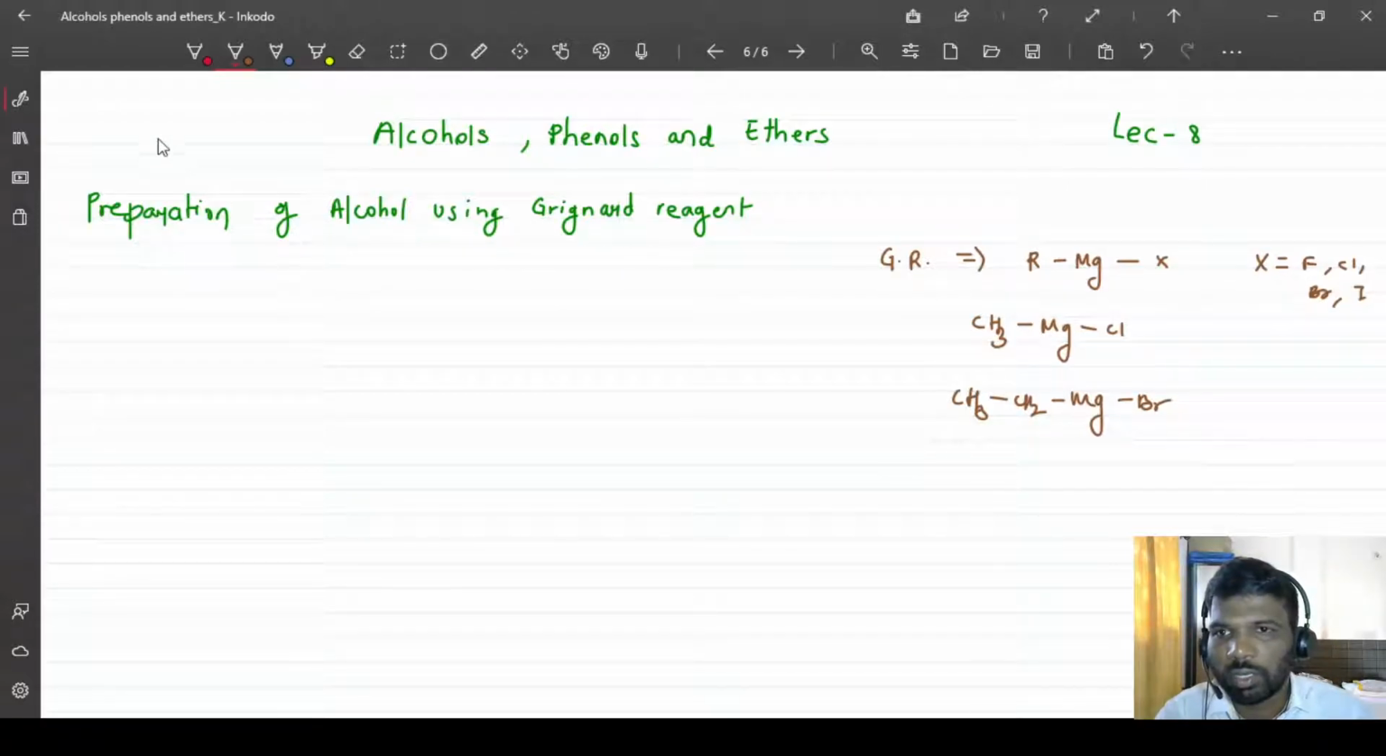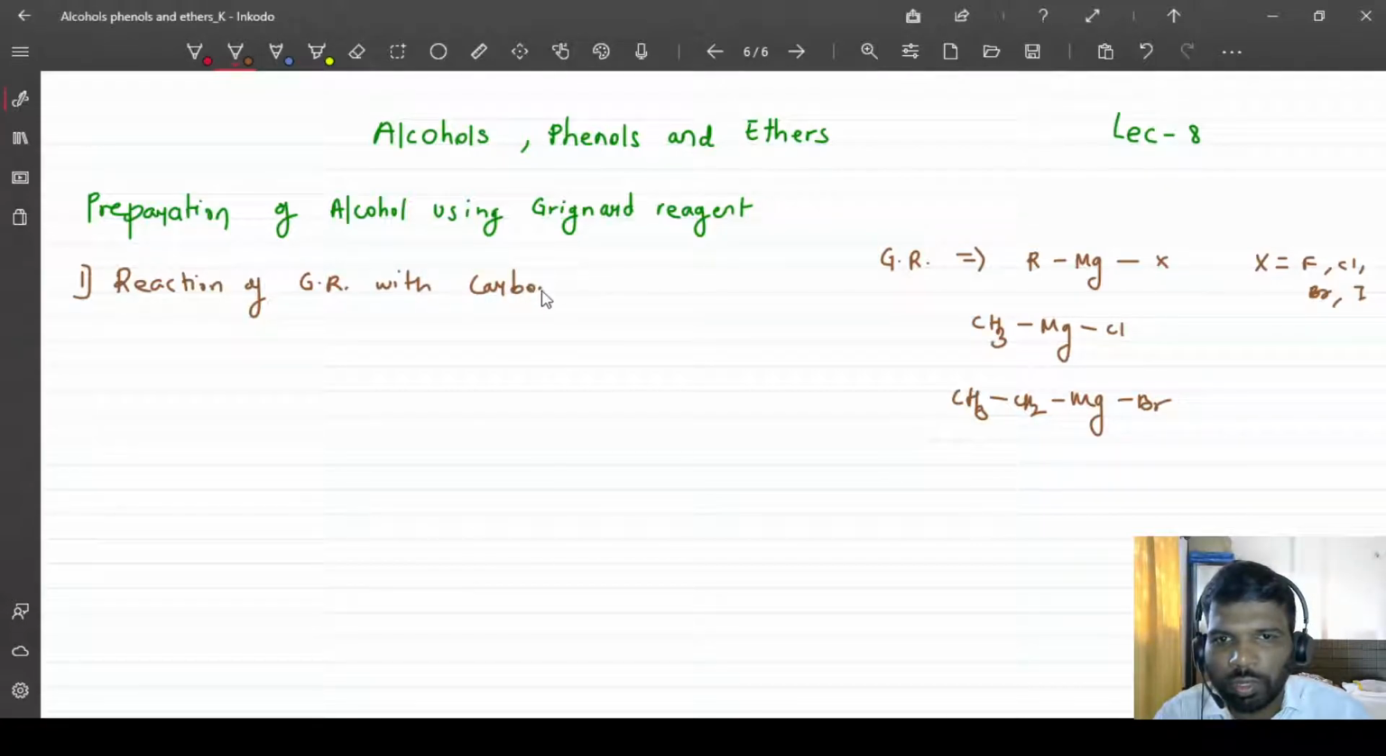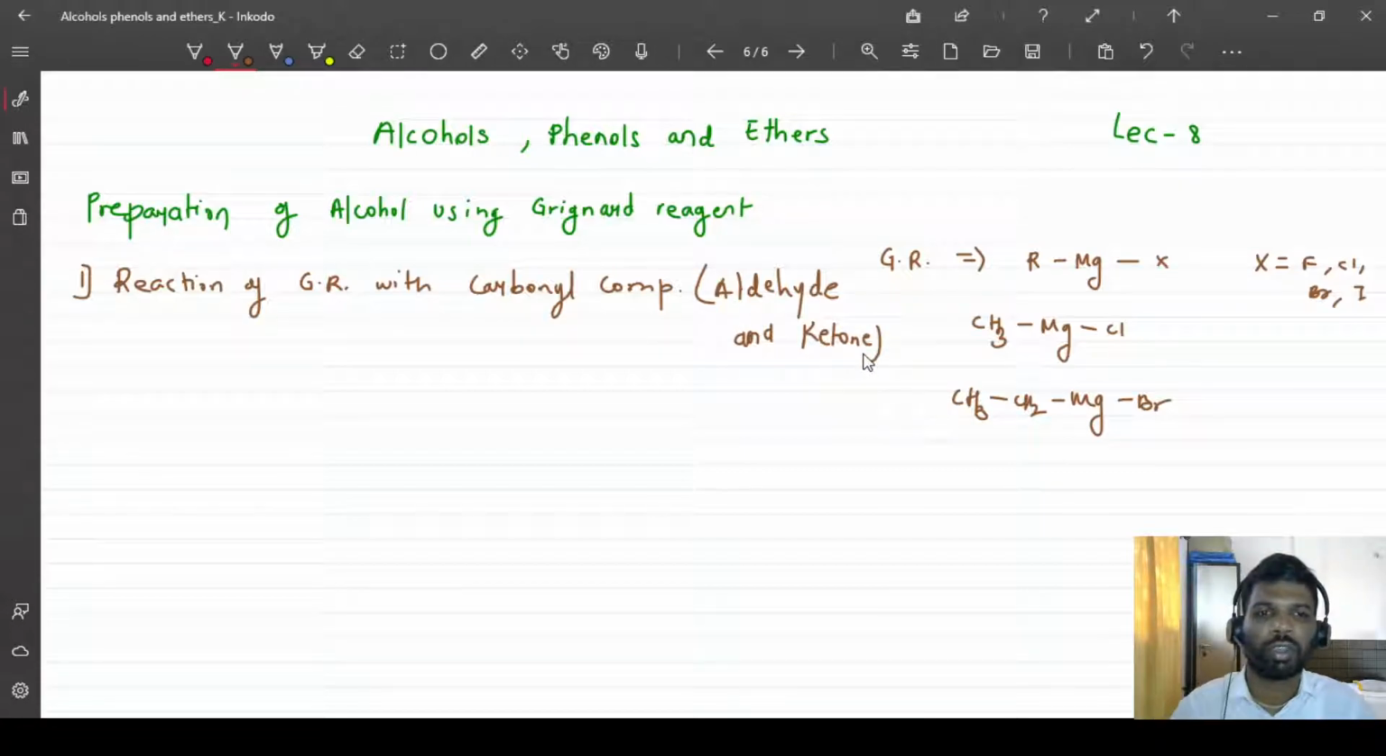So now the preparation of alcohol using Grignard reagent. The first method is reaction of Grignard reagent, RMgX, with carbonyl compounds. In brackets, I will write aldehyde and ketone. Let us learn the advantages of these reactions over the reduction method.